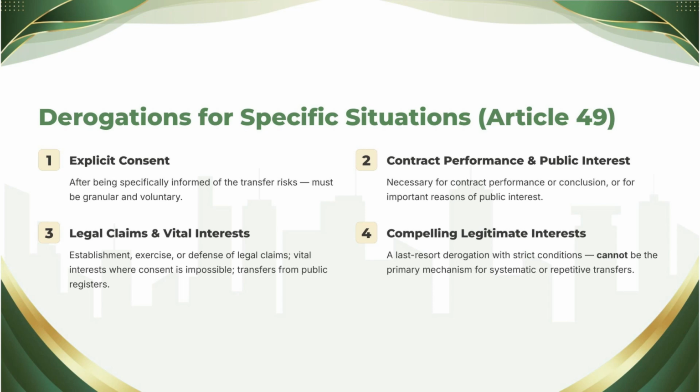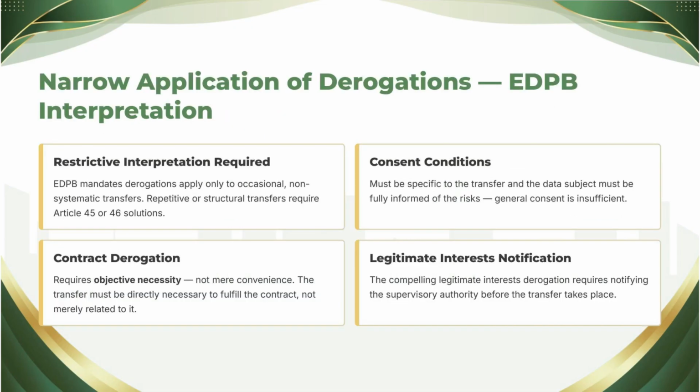The structural insight. Derogations lack the one thing adequacy and safeguards provide: ongoing protection in the destination. That's why they're rationed to situations, not systems. The next slide sharpens exactly that boundary. Let's stress test the two most tempting derogations, because this is where organizations talk themselves into trouble and where exam questions plant their traps. Start with the temptation itself.